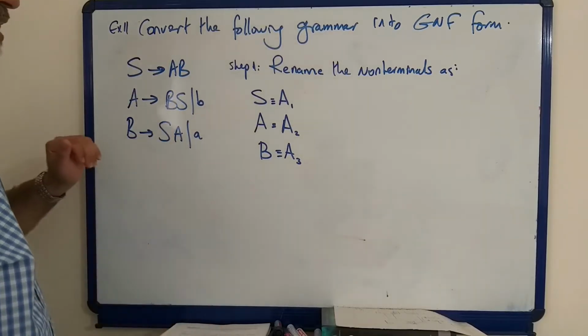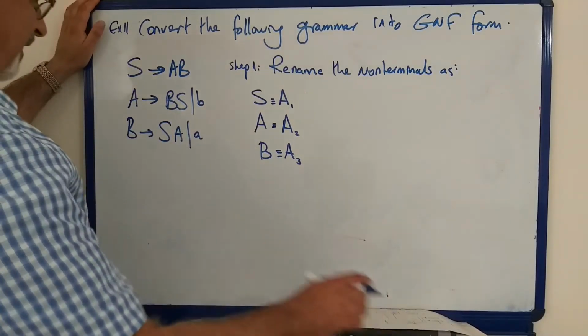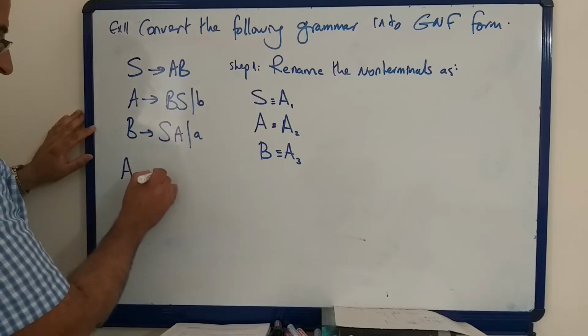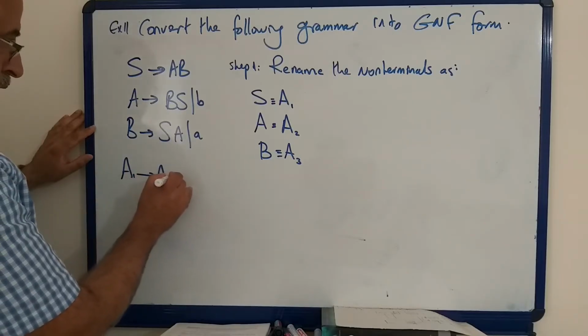Now, rewrite the grammar. So, A1 gives A2, A3.